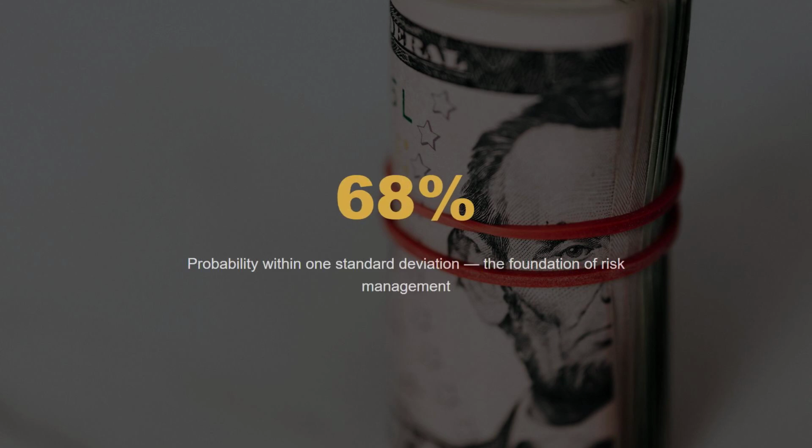68%. That is the probability that a stock's return falls within one standard deviation of its average if returns follow a normal distribution. 95% falls within two standard deviations, 99.7% within three. These three numbers, 68, 95, 99.7, are the most used numbers in all of finance. Every value at risk model, every confidence interval, every options pricing formula depends on them.